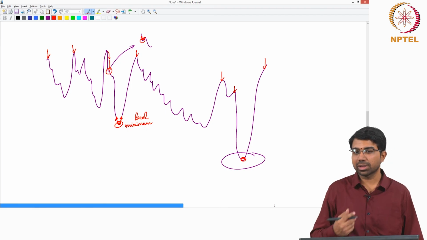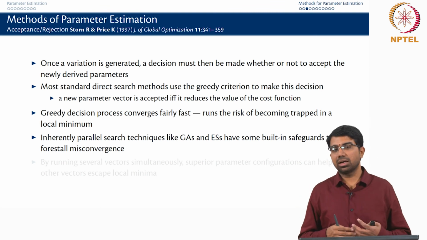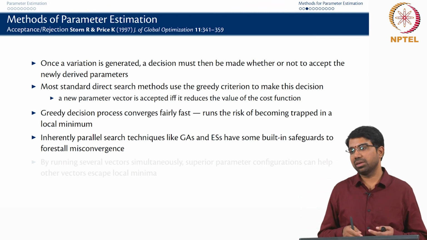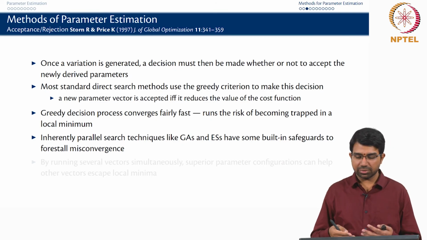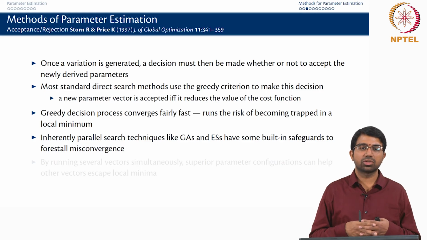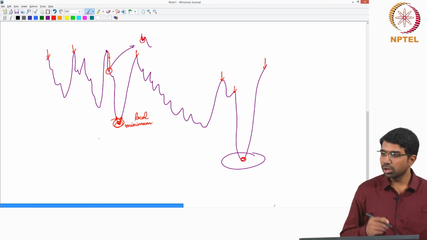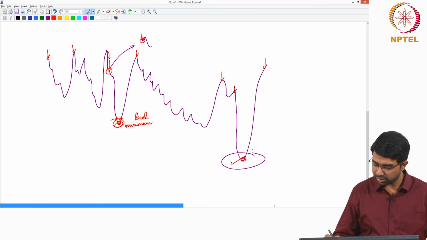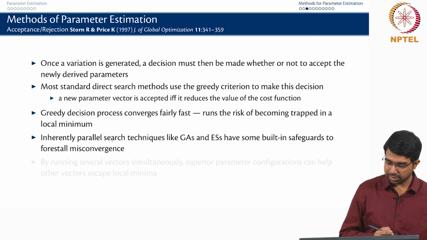How do you handle it? It becomes very hard. There are many techniques which are inherently parallel in searching, like genetic algorithms and evolutionary strategies. We will try to talk about them, and they have some built-in safeguards to avoid misconvergence. This is what we would call a misconvergence. You go to a wrong minimum: you wanted this but you got here, right. So how do you avoid these?